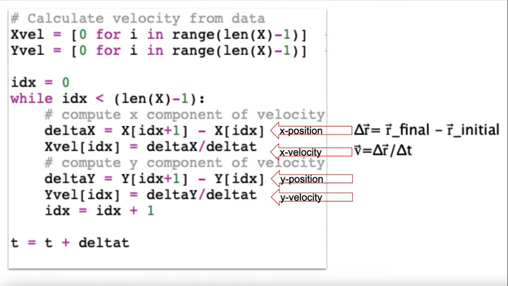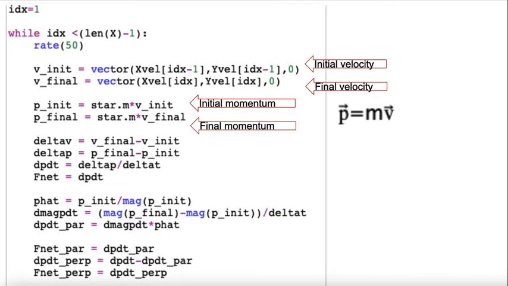Next, we want to solve for our y component, position and velocity, and our x component, position and velocity. We know that our change in displacement is the final minus the initial, and we know our velocity is the change in displacement over the change in time. Then we want to run a while loop.